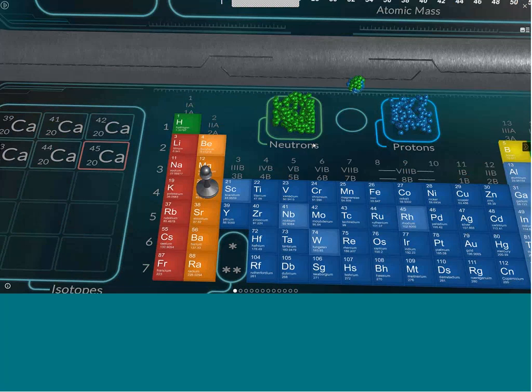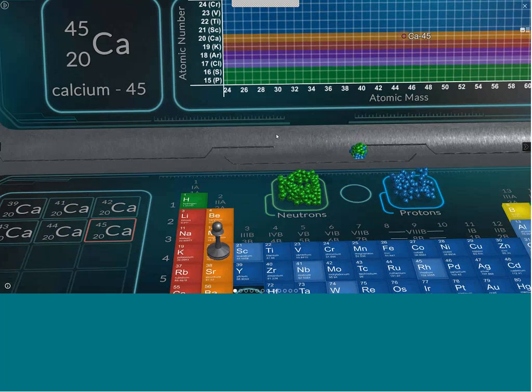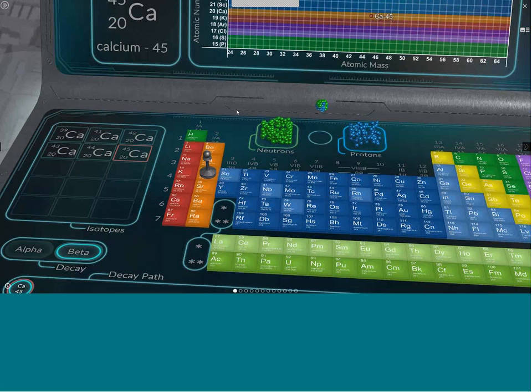You'll see what happened is I've added more neutrons, and that's because our atomic mass has jumped up to 45. Our atomic number is still 20, we're still calcium, but now we have 25 neutrons in the nucleus. So let's get into some radioactive decay.